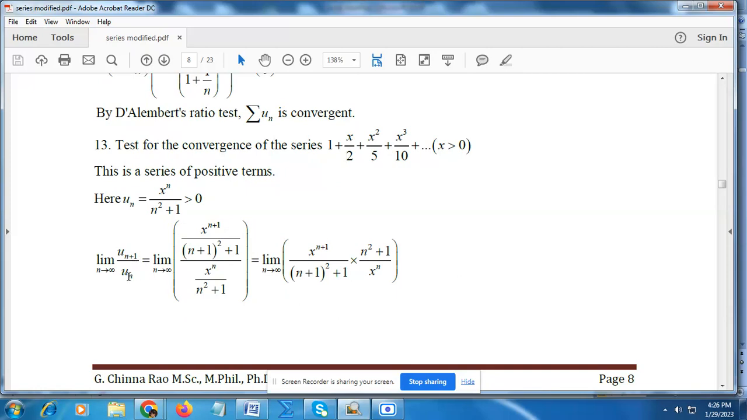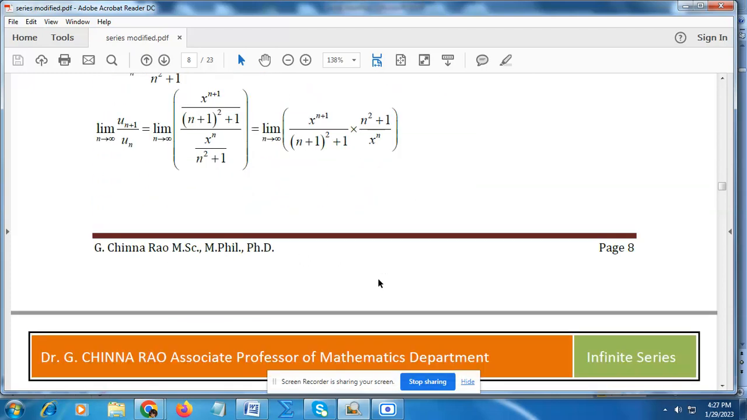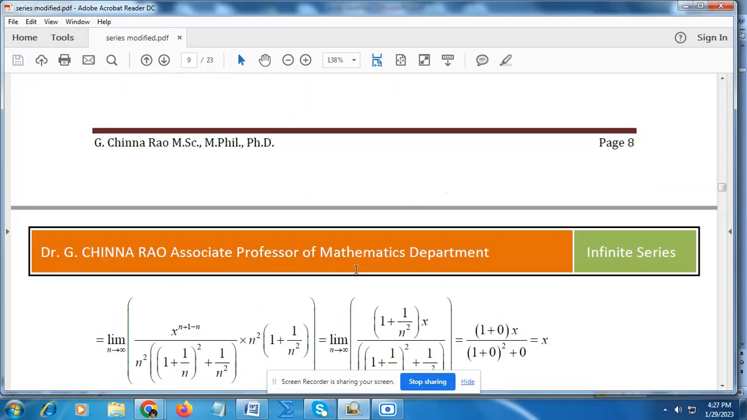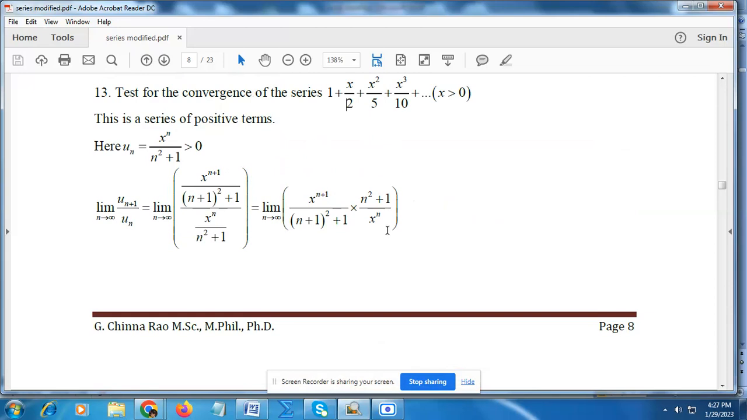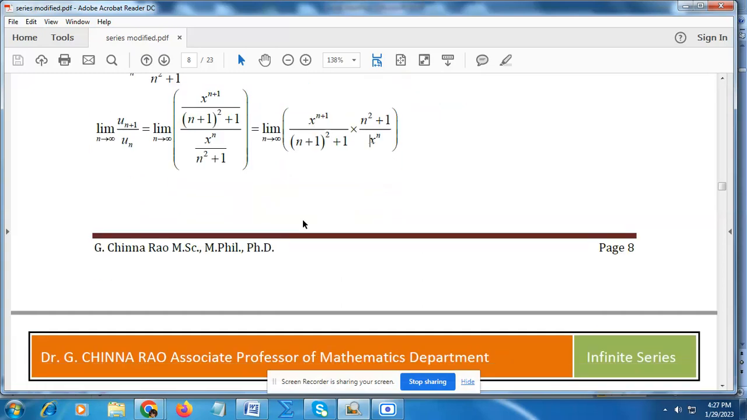Now limit un plus 1 by un, which is x power n plus 1 by n plus 1 whole square plus 1. This is un plus 1 by un, x power n by n square plus 1. And then calculate x power n plus 1 by n plus 1 whole square plus 1 into n square plus 1 by x power n. Then x power n plus 1 by x power n. A power m by a power n can be written as a power m minus n. So x power n plus 1 minus n, and here n square is taken out, here n is taken out.